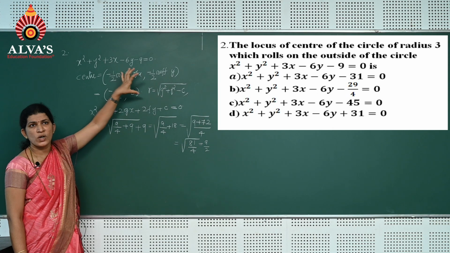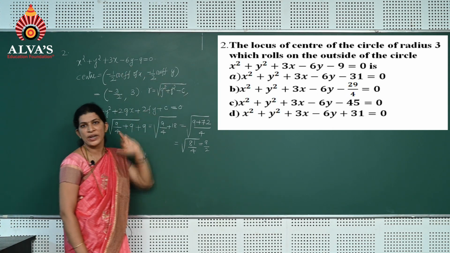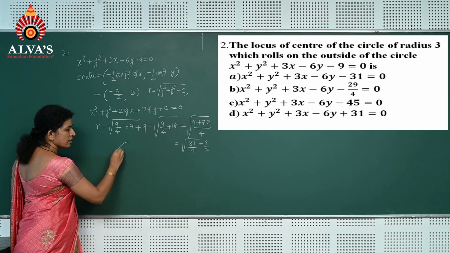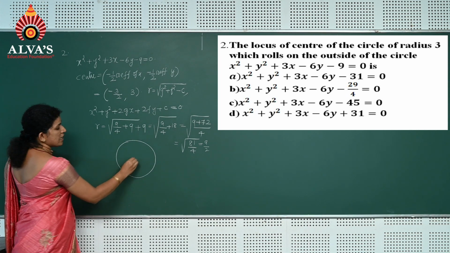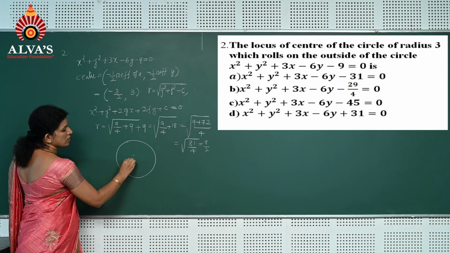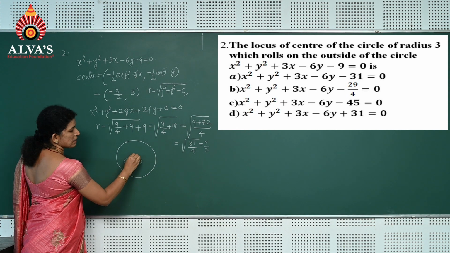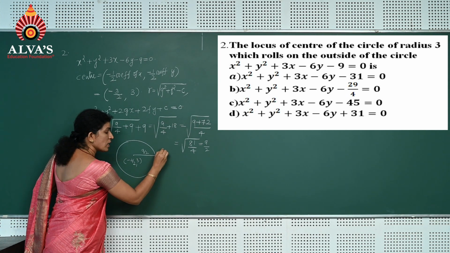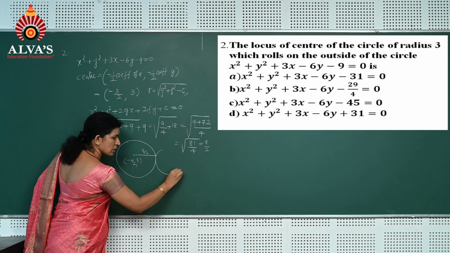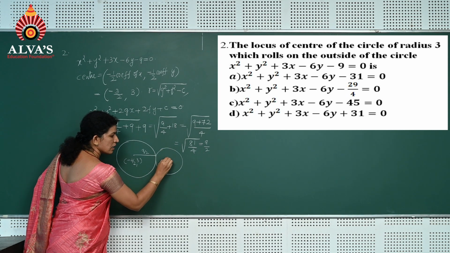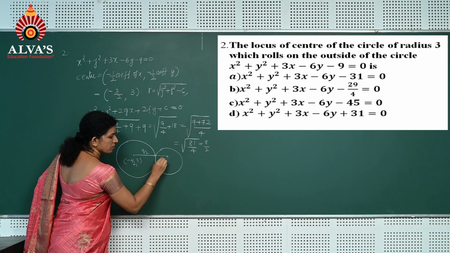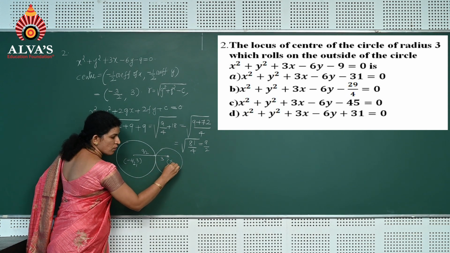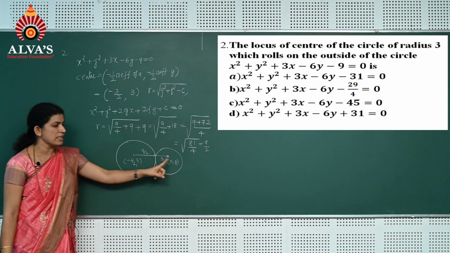See, we want the locus of the center of the circle of radius 3 units which rolls on the outside of the given circle. See, this is the given circle. Its center is nothing but (minus 3 by 2, 3), as well as radius is nothing but 9 by 2. We want the locus of the center of another circle which has radius 3 units. The path traced out by the center of this circle we want, so you take the center as (x, y).